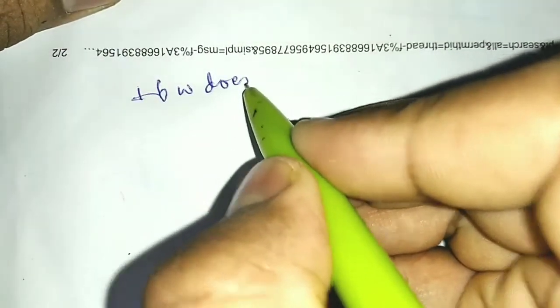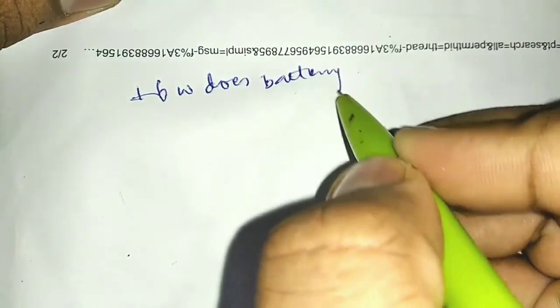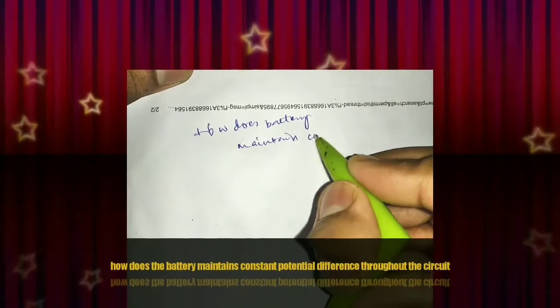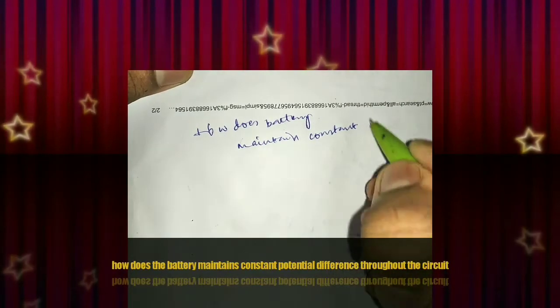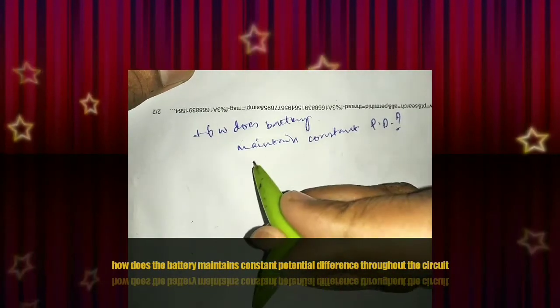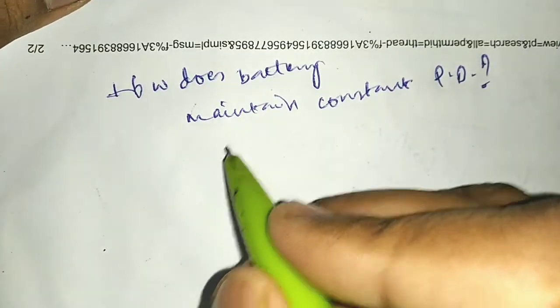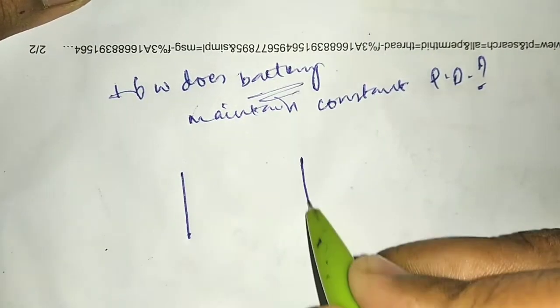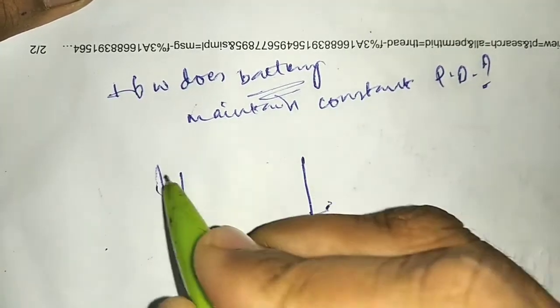Now students, our next question was, how does a battery maintain constant potential difference? Constant potential difference, how is it? Okay. Now look here students, let us learn about this battery now, what this battery contains. So now let me draw this battery here students.